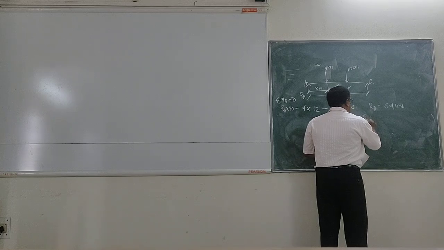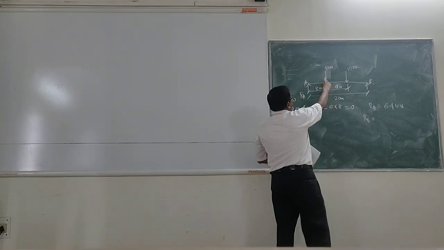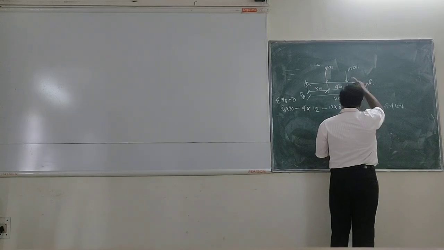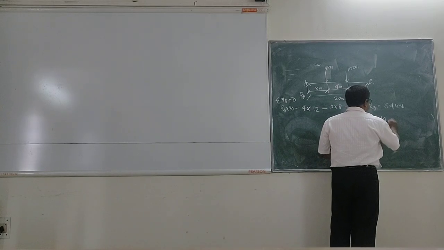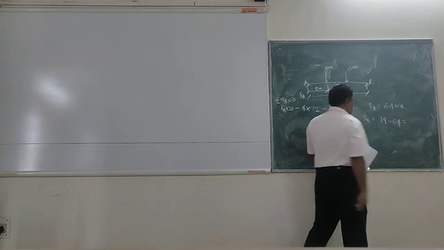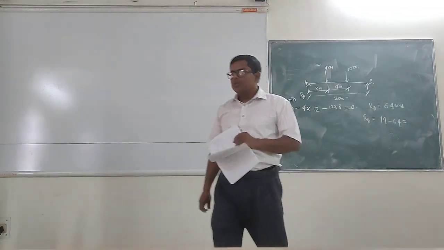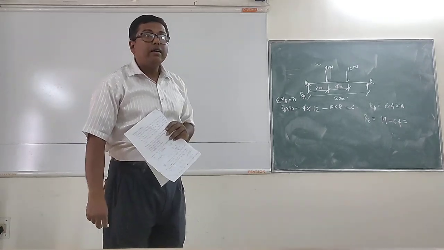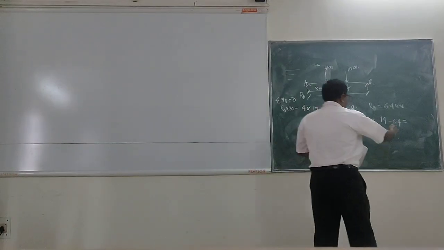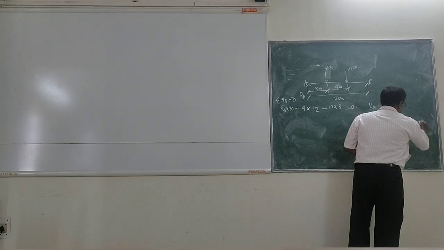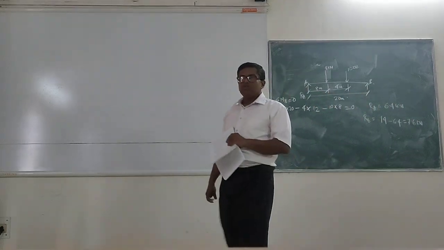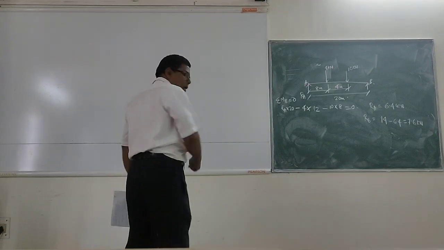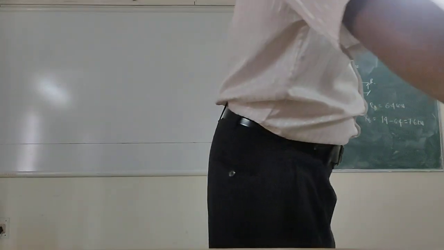So what will be my RB? RB will be 4 plus 10 minus 6.4, right? Two downward loads, so 4 plus 10 gives me 14, minus 6.4. So RB will be equal to 7.6 kilonewton. Clear? So what I have done in the first step is finding the reactions.